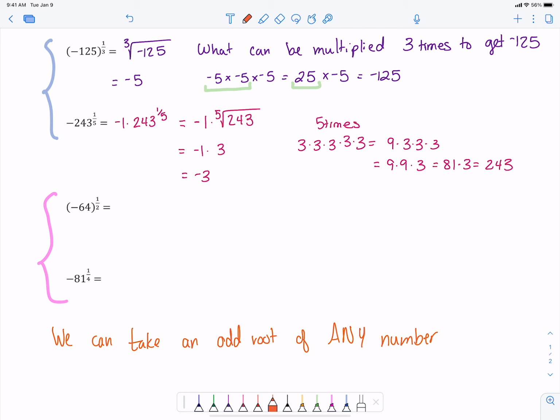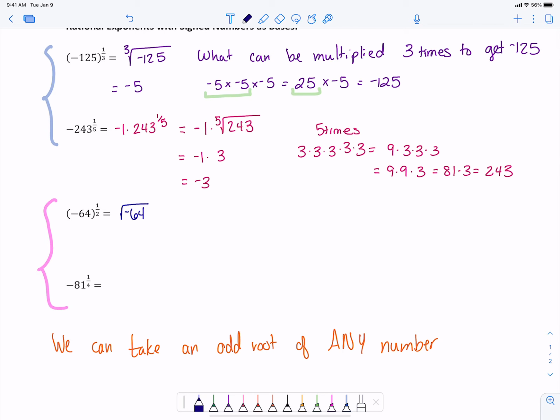Positive, negative, doesn't matter. With our even roots, so our 1/2, our 1/4, there we've got a little bit more of an issue. So when we're looking at -64 to the 1/2 power, this is the square root of -64. So it's asking us, is there a number that we can multiply by itself and we get -64? There's not. So this is not a real number, at least not in the real numbers, not what we're dealing with right now.